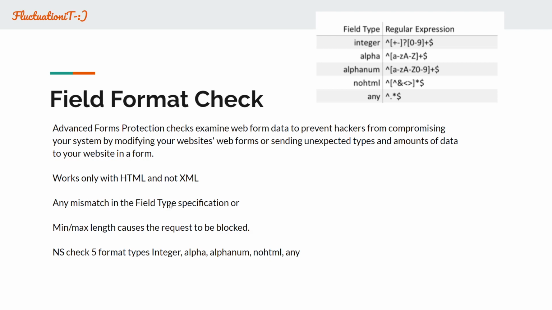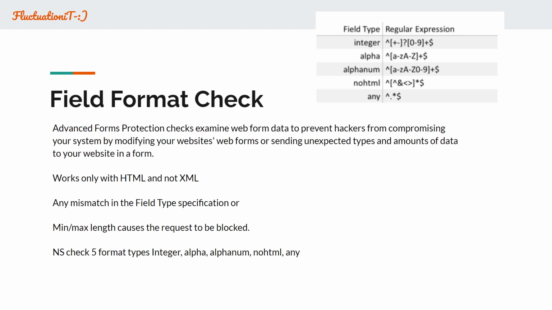Any mismatch in the field type specification, minimum or maximum length, causes the request to be blocked. NetScaler checks field format types: integer, alpha, alphanumeric, no HTML, and any. So this can be a big problem, because it's something that can appear. The field format allows for restriction of field length and other word characters. So input validation on fields helps mitigate a variety of web application attacks, including buffer overflow, form field manipulation, cross-site scripting, command injection, SQL injection, and weak passwords.